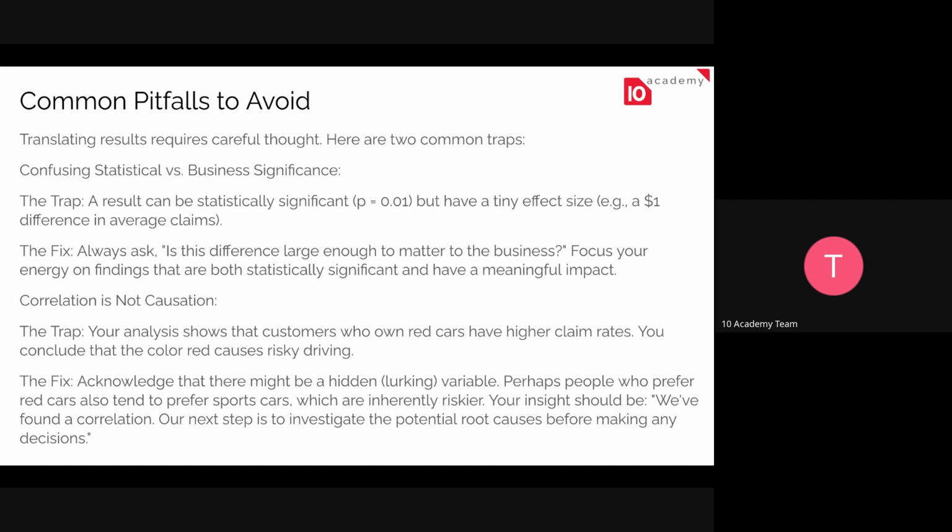You should acknowledge that there may be a hidden variable, perhaps people who prefer red cars also tend to prefer sports cars. If you look at Ferrari cars, a lot of sports cars are red, which is inherently risky. So the insight should be that we have found a correlation, and our next step should be to investigate the potential cause before making any decisions. Depending only on the correlation, a decision is going to be very risky.